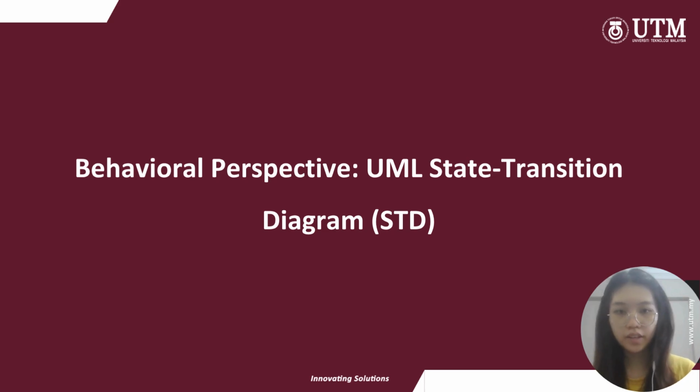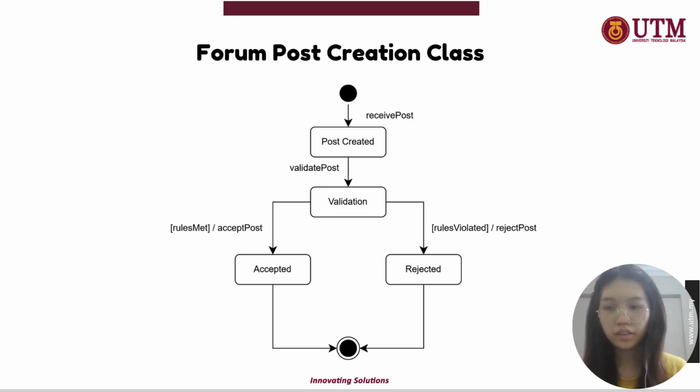Next, I'm going to discuss the state transition diagrams in this project. This figure illustrates the state transition diagram for the forum post creation process. Initially, the system receives a new post and transitions to the validation state. During validation, the post is checked based on the predefined rules. If the rules are violated, the system triggers the reject post action and moves to the rejected state. If the post passes validation, it proceeds to the accepted state. Then the state transition diagram ends here.